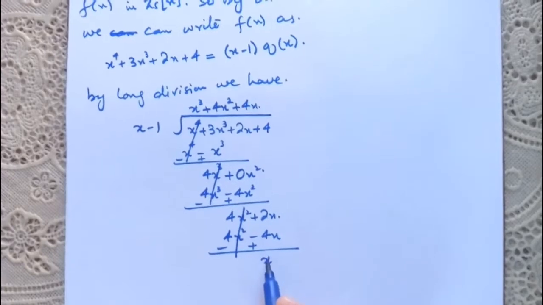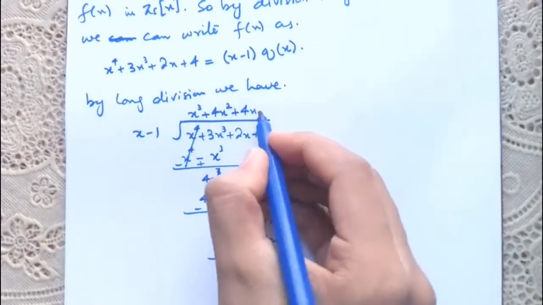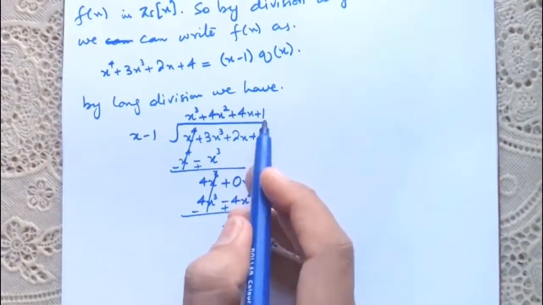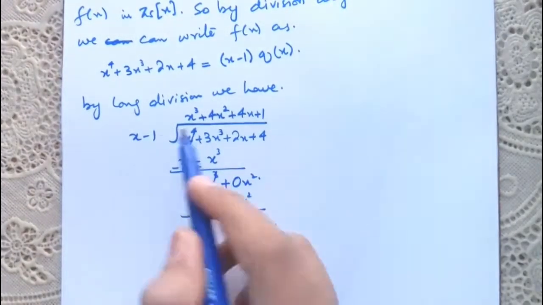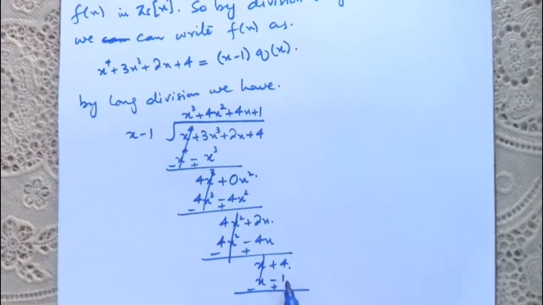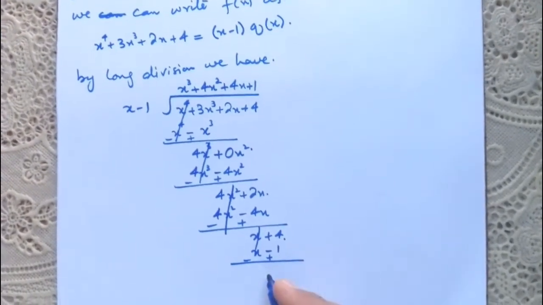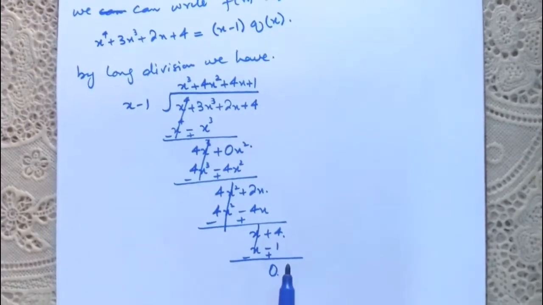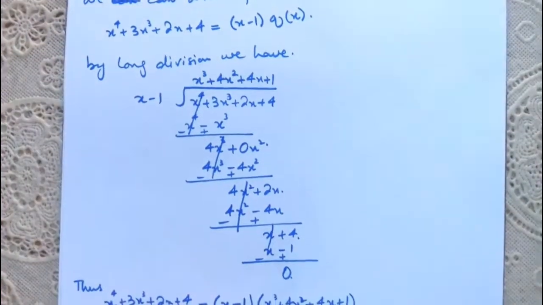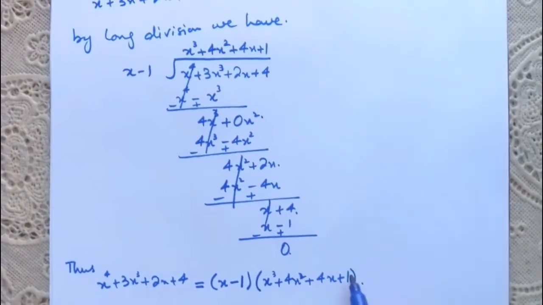So here the remainder is x, and we write +4 here and multiply this factor by 1, so we have x - 1. So 4 + 1 is equal to 5, and 5 in Z5 is equal to 0. So q(x) is equal to this polynomial, so we can factorize f(x) into these two factors. Now let's consider this polynomial.